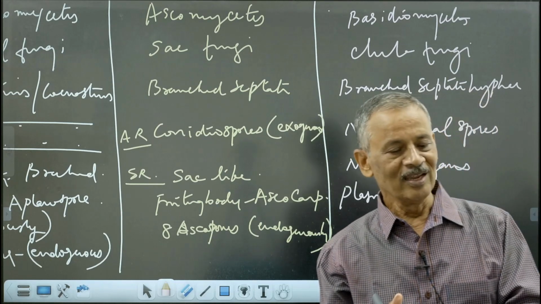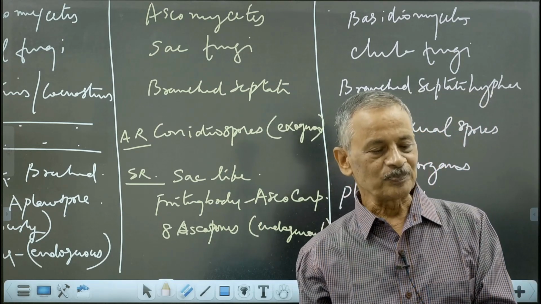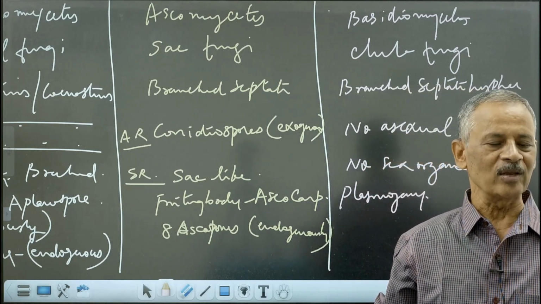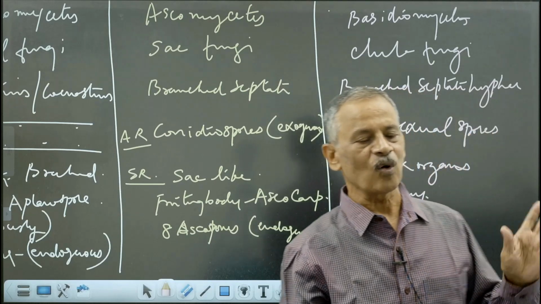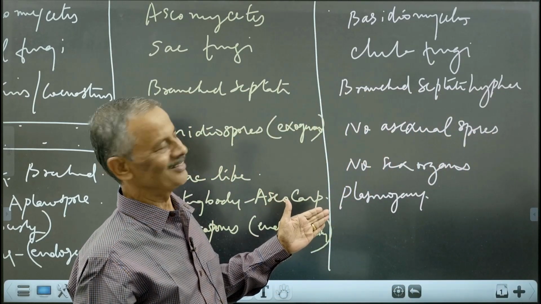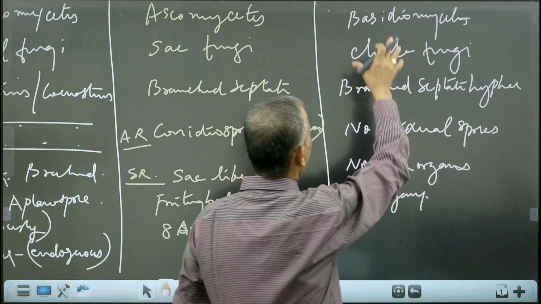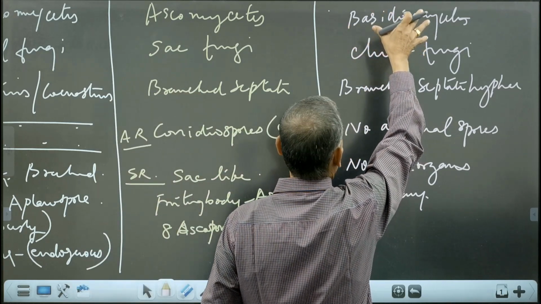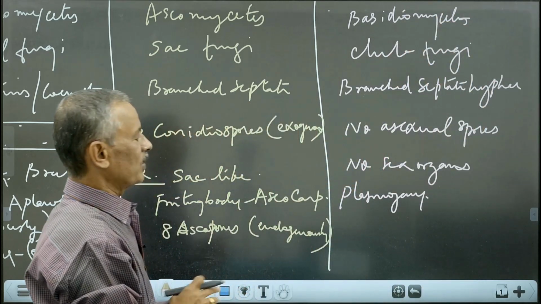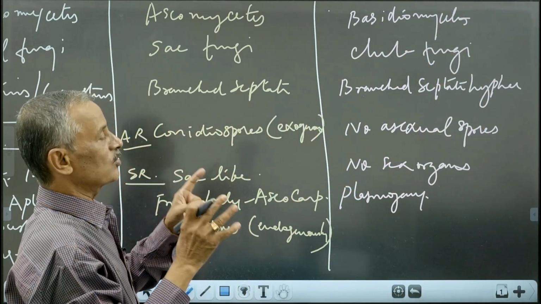Why is this group called club fungi? Mushrooms are the most common and most important members of this group. That's why this group is called that. So, mushrooms are the classical members coming under basidiomycetes. That mushroom is their fruiting body.